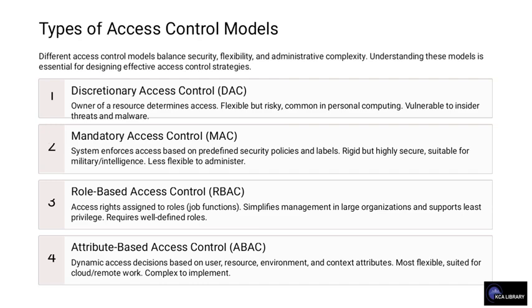We also have role-based access control, where access rights are assigned to roles or job functions. It simplifies management in large organizations and supports least privilege, and it requires well-defined roles. And the last, attribute-based access control, is a dynamic access decision based on user, resource, environment, and context attributes. It's the most flexible and suited for cloud or remote work, and it's complex to implement.